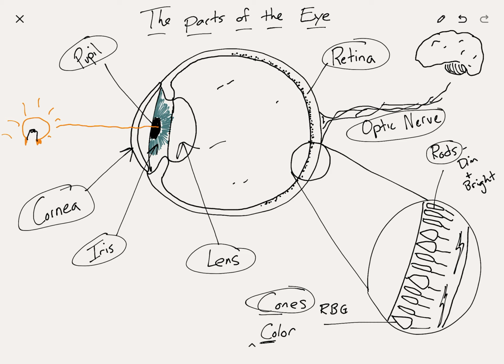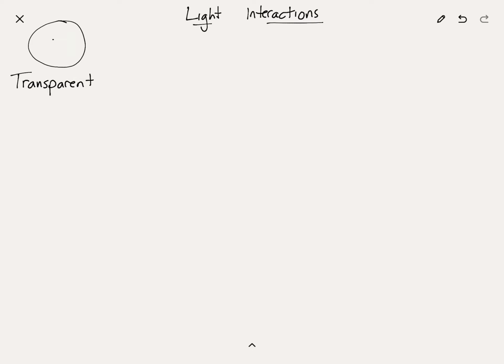So, now we're going to talk about ways that light can interact. Okay, so we're going to go straight on to another page. Now, we have three ways that light can react. Light can go right through something that is transparent. We'll call this light interactions. Okay, something that's transparent means you can completely see through it.